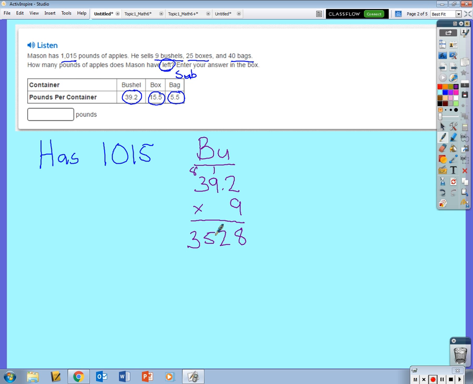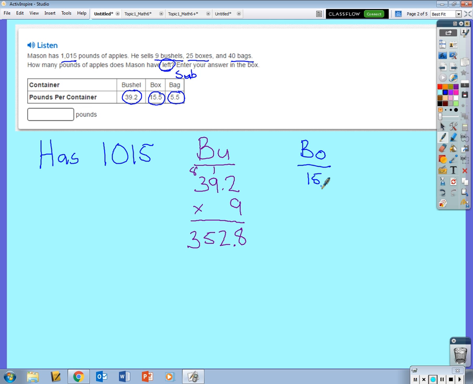Now, I could stop here and say, oh, he sold 3,528 pounds of apples. Oh, wait a minute. I forgot to move the decimal point over. So it's 352 and 8/10 pounds. Let's look now at the boxes he sold as well. I'm going to call that BO. Each box weighs 15.5 pounds.